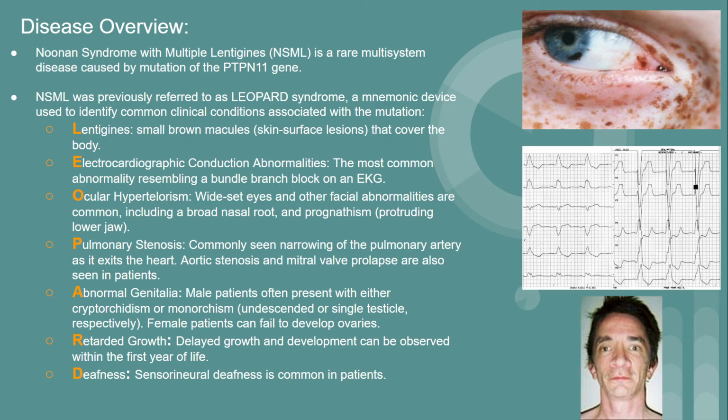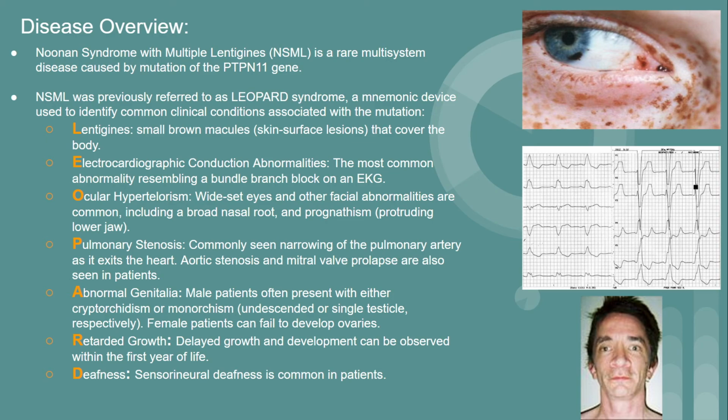The L is for lentigines, those small brown macules that cover the body, in the top right picture. As you can see, it's not just the skin; it can occur in the mucous membranes and even internally as well. The E stands for electrocardiographic conduction abnormalities. In the picture on the right, the most common heart abnormality you'll see is a bundle branch block on an EKG.